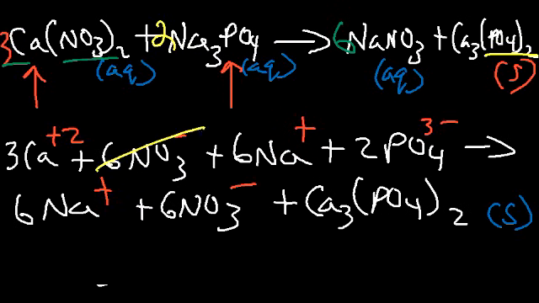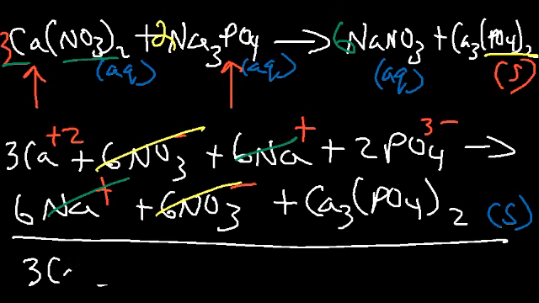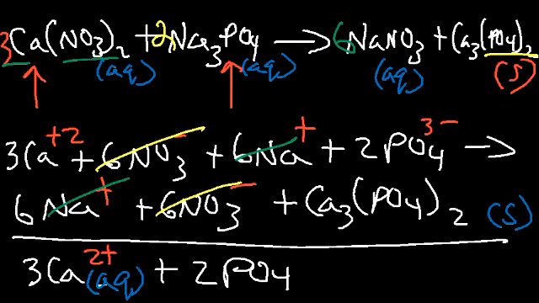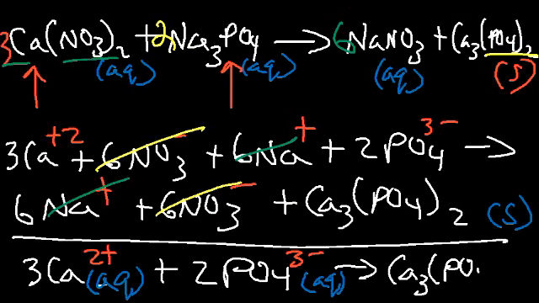So the spectator ions are nitrate and sodium. So for the net ionic equation, it's going to be 3Ca2+ aqueous plus 2 phosphate ions aqueous, and this is going to yield solid Ca3(PO4)2, and that's it. That's the net ionic equation.